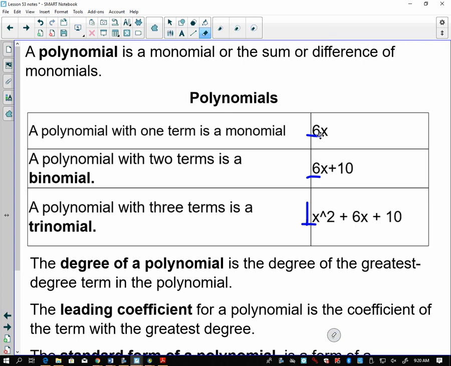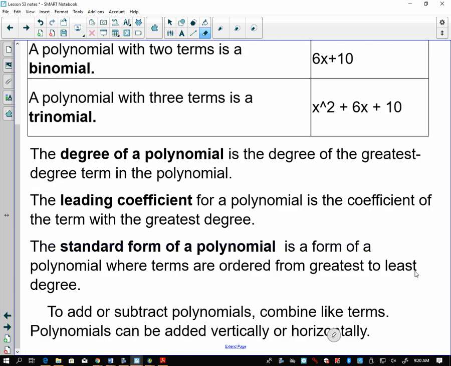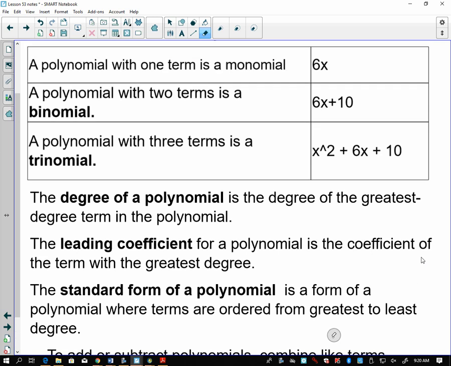In the French, the term is savvy, which means do you understand? Hopefully you do. The standard form of a polynomial is a form of a polynomial where terms are ordered from greatest to least degree. So that's why you see this trinomial ordered the way that you do. Really, we would see this written like this: x squared plus 6x plus 10. And it goes in order of degree from greatest to least, because this has a degree of 2, this has a degree of 1, this has a degree of 0.